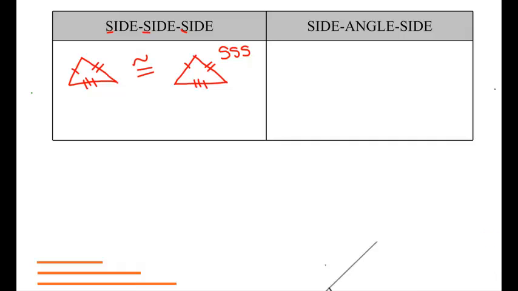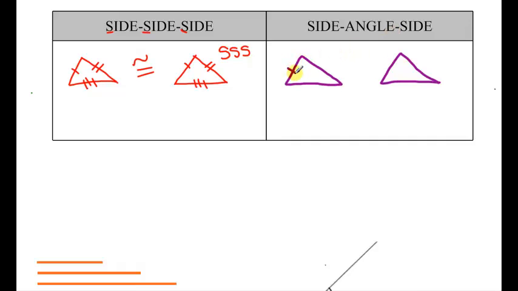Okay, side angle side. This is how that one works. This one says that if you've got two triangles again, so this triangle, and you want to show it's congruent to another triangle, then maybe you can just do it with the three parts, the side, the angle, and the side. So this is what it looks like.